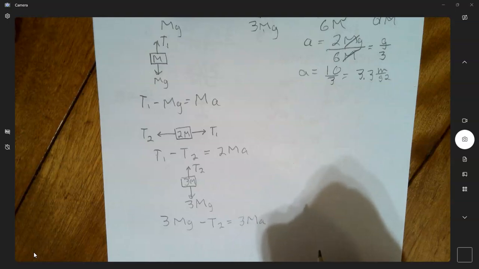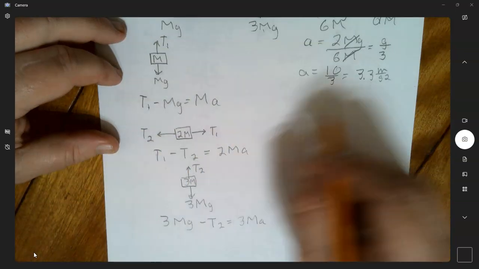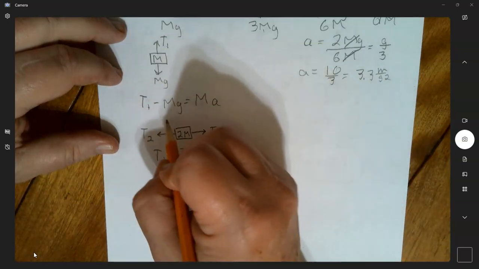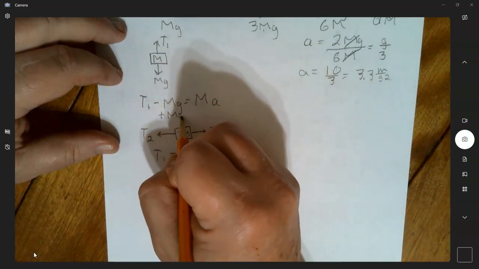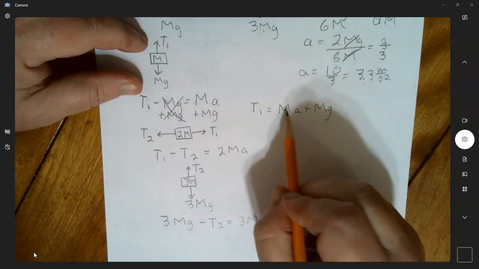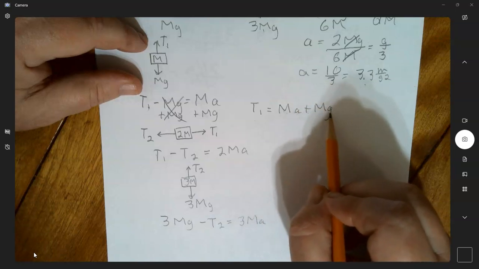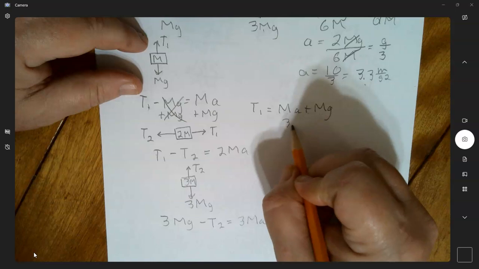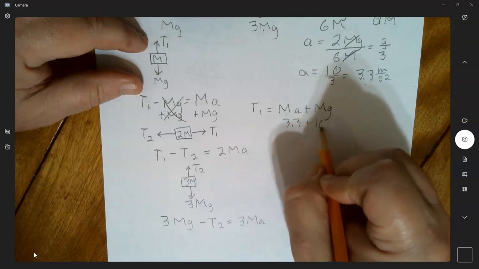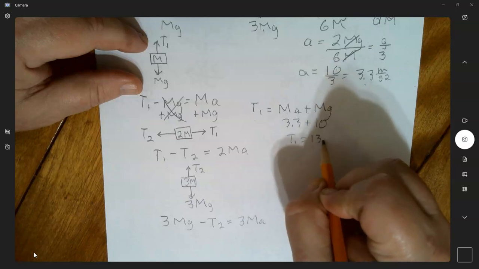All right, and so for T1, we're just going to go to this equation. So I'm going to add mg to both sides. Okay, so ma, a is 3.3. So 1 times 3.3 is 3.3, and mg is 1 times 10 is 10. So that means T1 equals 13.3 newtons.